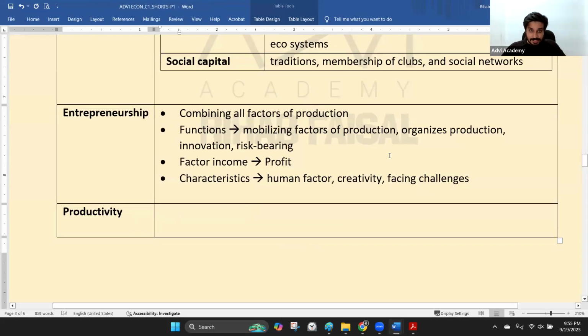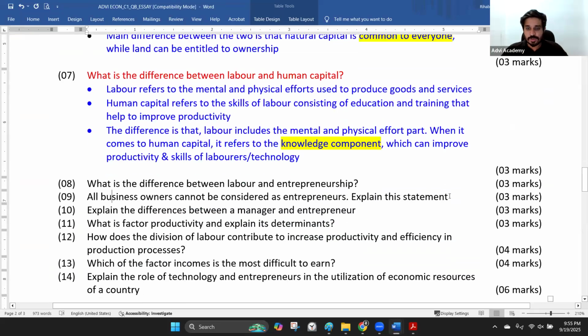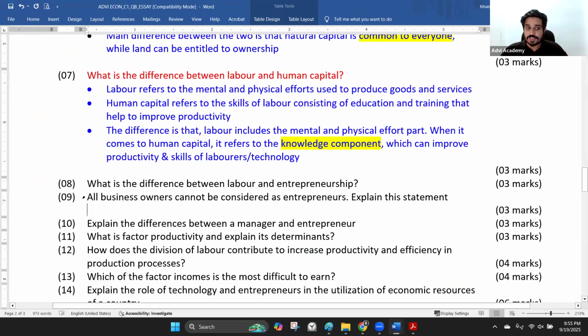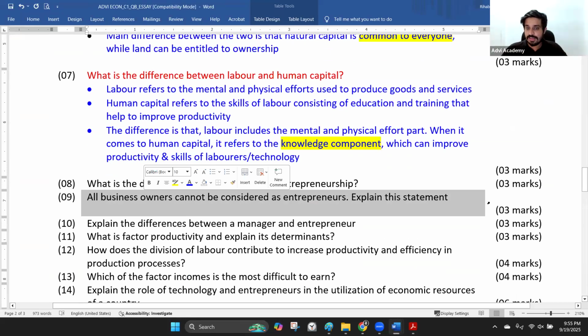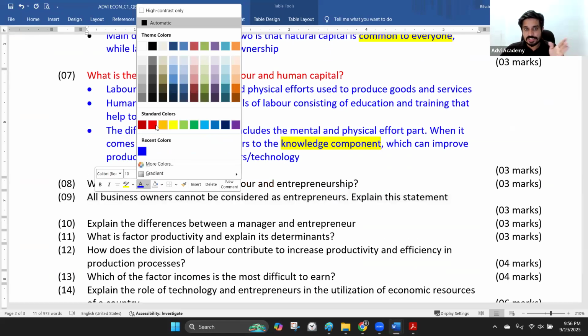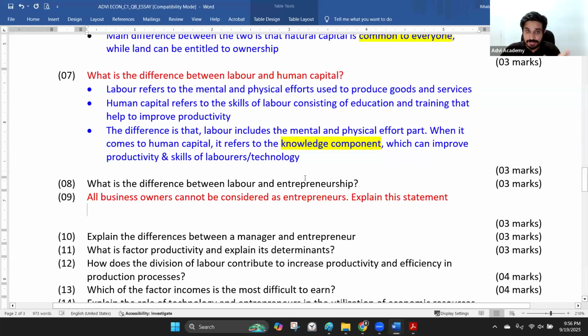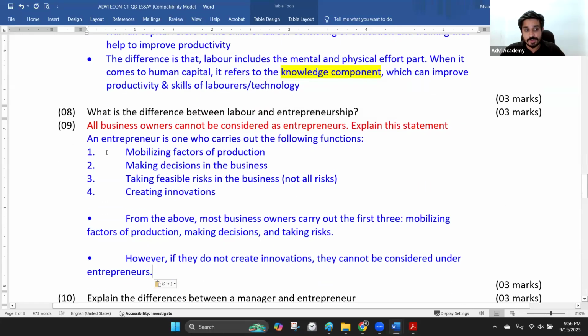In terms of questions, another interesting question that can come is this one: all business owners cannot be considered as entrepreneurs. Do you agree? Explain this statement, if they ask. True. Just because your father has a hardware business doesn't mean you're an entrepreneur. First you have to have a hardware business, first and foremost. Second, just because you have a hardware shop doesn't make you an entrepreneur either. Why? Because an entrepreneur requires four things. What are the four things?